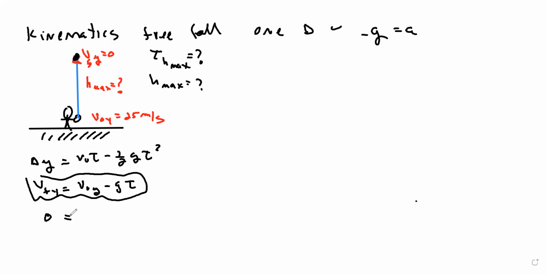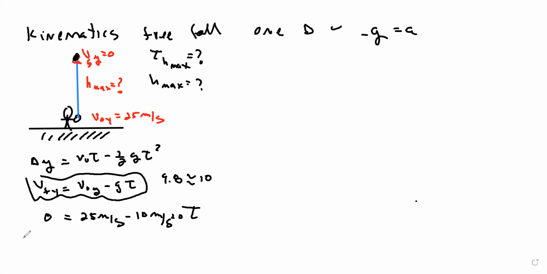So 0 is equal to 25 meters per second. We can say that g is 9.8, but we can approximate it to 10. Approximate it to 10, there you go. Minus 10 t. Let's put the units here. Let's not skip the units so we can see what's going on here. And this is going to be meters over second squared multiplied by the time.